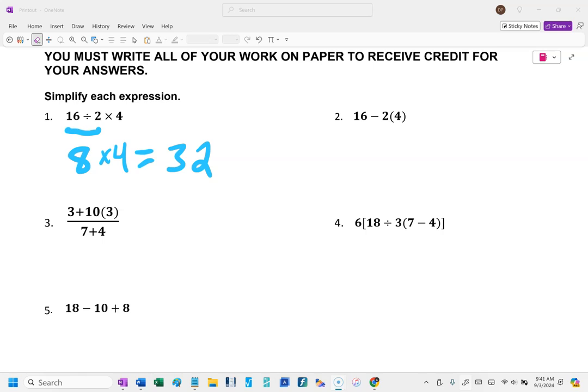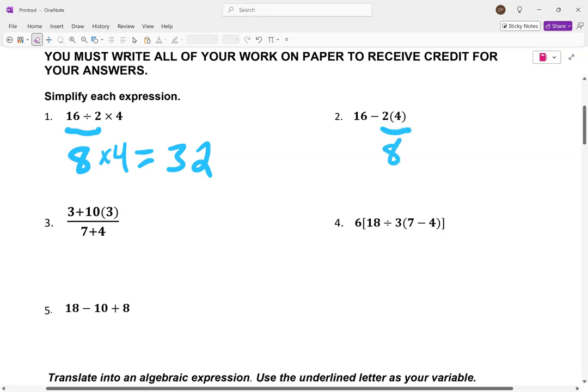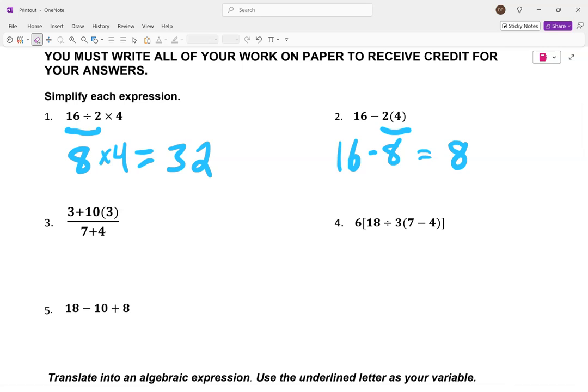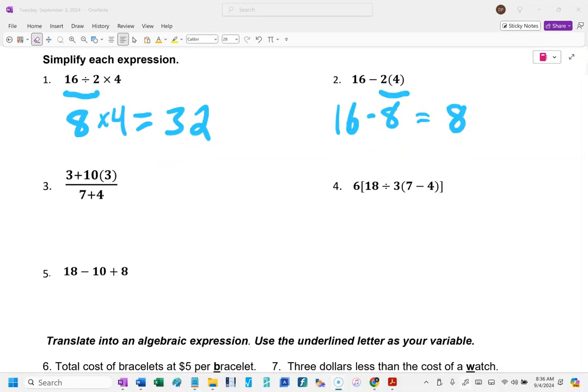Well, first you gotta multiply 2 and 4. Yeah, because it's order of operations, right? And then you gotta subtract 8 from 16, which is 8. Yep. All right, that's it. So we're going to come back to this mañana. Okay, number 3.